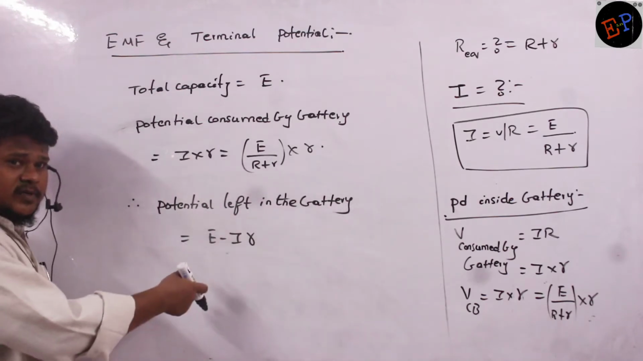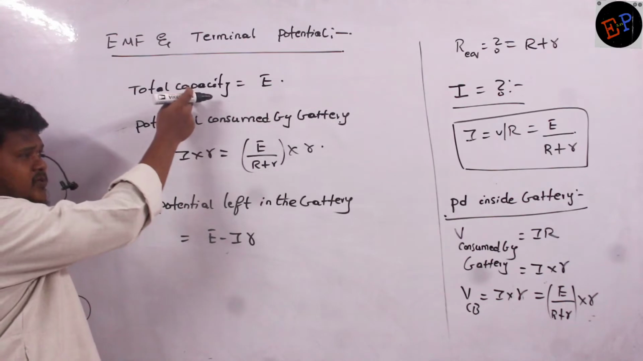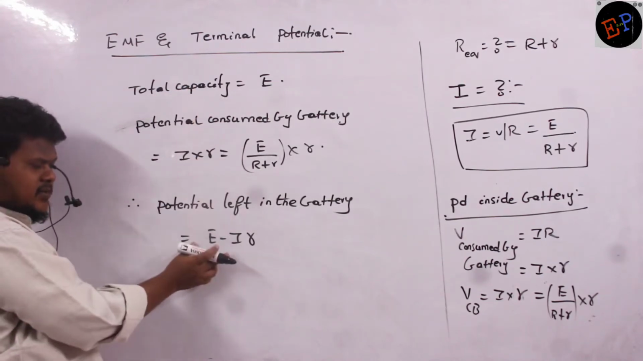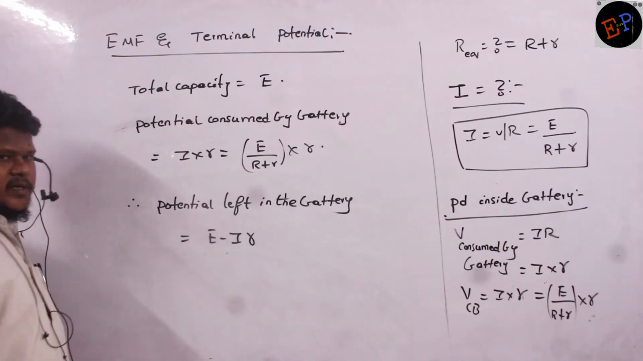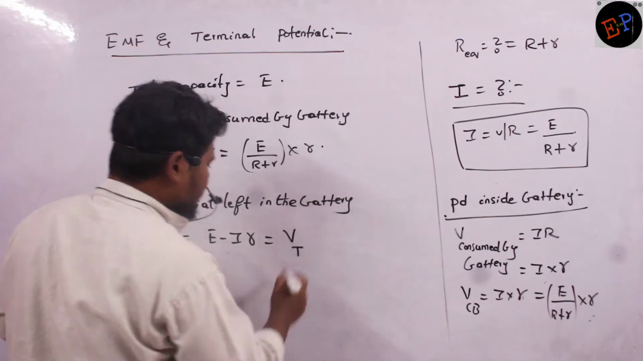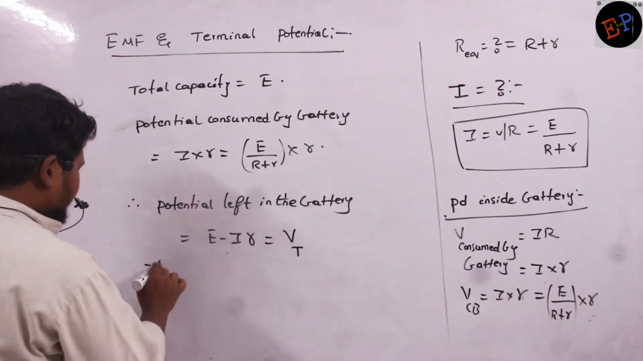Are you able to understand what is happening? What is E? Total capacity of the battery. Out of its total potential, it is consuming some of its own potential. Then what is the remaining potential? E minus I into r. So this remaining potential, I can call it terminal potential. Okay? So therefore, what is the point I can write?